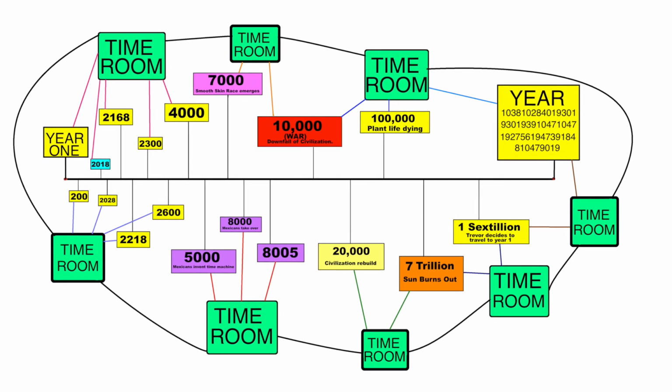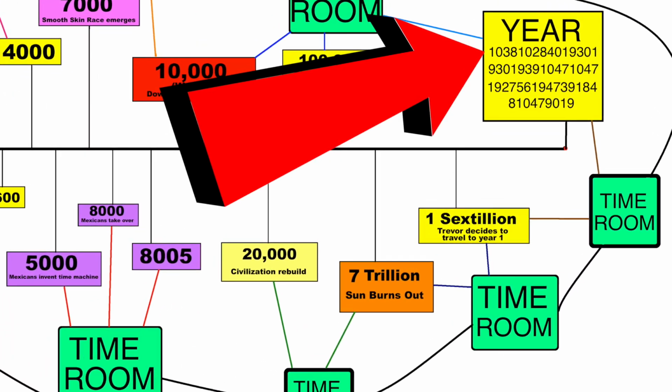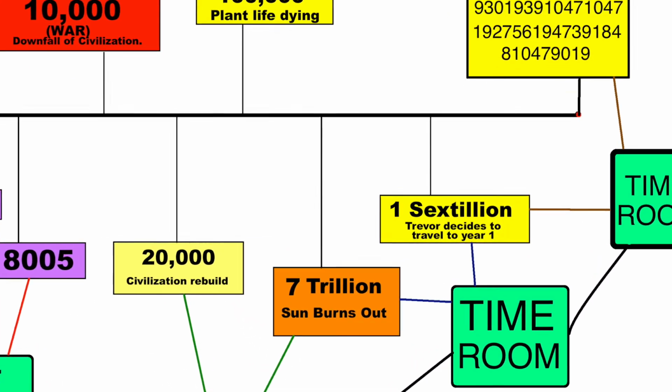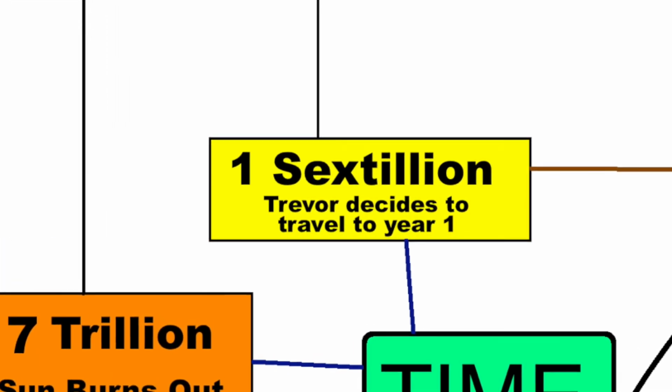Not much is known about the occurrences in between the year 7 trillion and this number right here. But what we do know is that in the year sextillion, a man by the name of Trevor decides to travel to the year 1. How do you time travel from the year 1? I mean, this technology doesn't exist now. Yeah, I know. I wasn't really into all that stuff. I was just a chill guy.